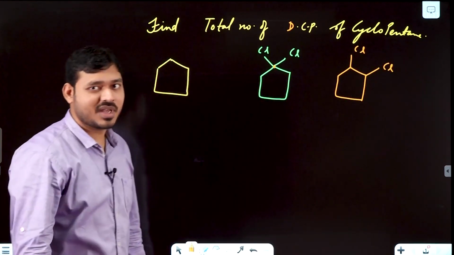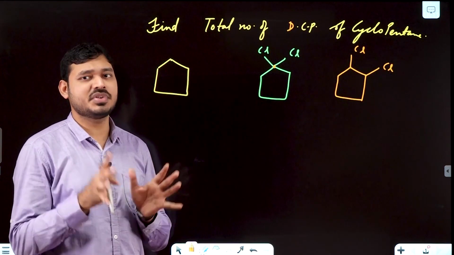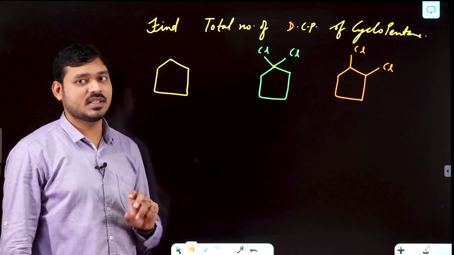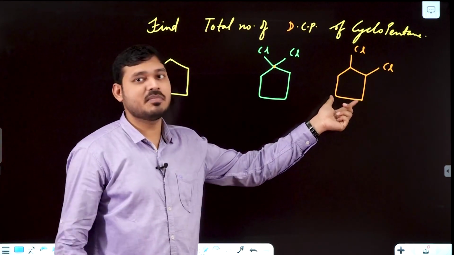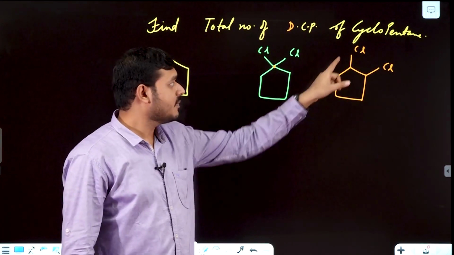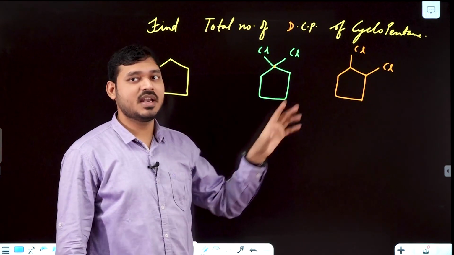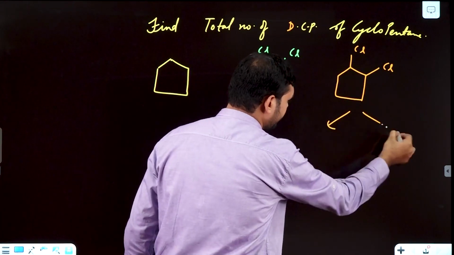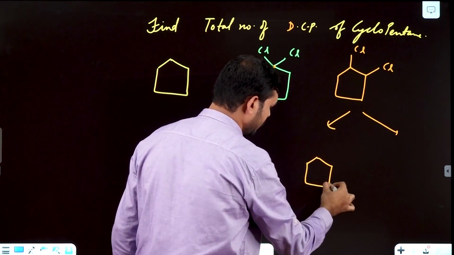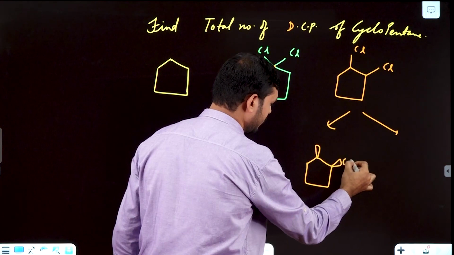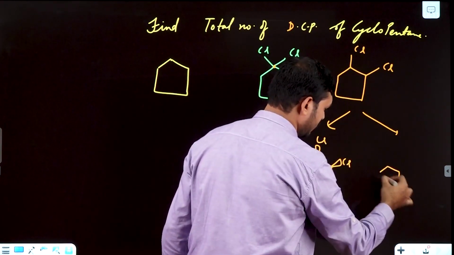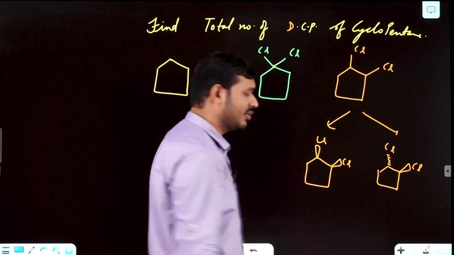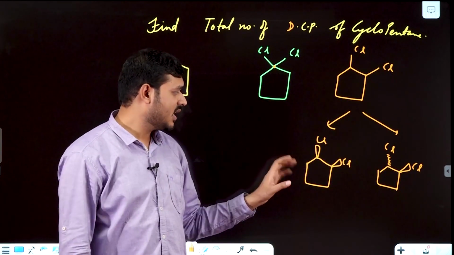Another possibility is one-two position. Okay. So friends, if I say 1-2 position means 1,2-dichlorocyclopentane, then there are two cases. As we know, this will show geometrical isomerism, means if both the Cl are on same sides and if both the Cl are on opposite sides. Let me draw. Now, in these two cases, let's see.